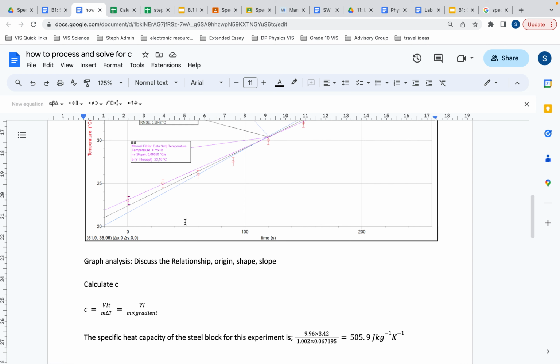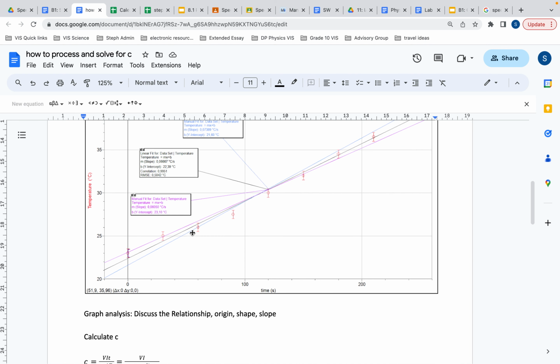Is it directly proportional? With that, I want to mention the idea of the shape. So discuss the type of graph that we've got. Does it pass through the origin? Was it supposed to pass through the origin? Well, at 0 time, it's at room temperature. Should it have passed through the origin? That discussion also going in.